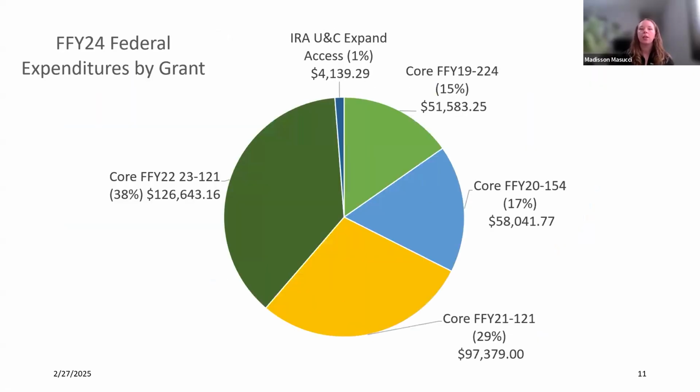We'll get into what that 8% looks like per grant. As you can see on this slide, we have fiscal year 19 core, fiscal year 20 core, fiscal year 21 core, and fiscal year 22 and 23 combined core. Like I mentioned earlier, those core funding sources are good for 5 years. So in any given year, we're likely going to show that we're expending out of 5 separate years of core. And then just a small percentage of our expenditures last year went to Inflation Reduction Act funding as well.